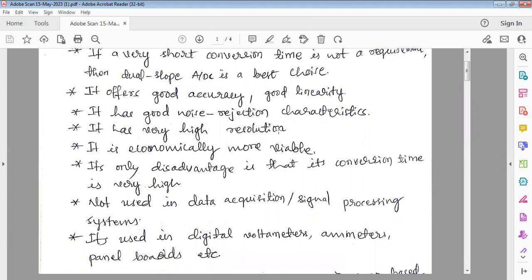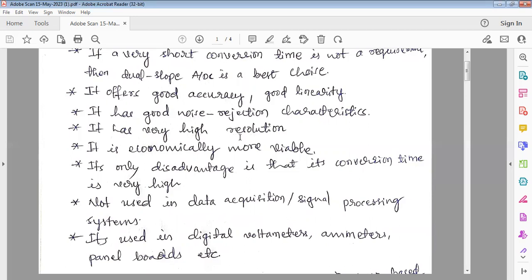Because of this parameter, the conversion time of this circuit is a little bit longer, because these two parameters have an inverse relation. If you are decreasing the conversion time, then the resolution will be low, and if you are trying to decrease the resolution, you can have a very low conversion time. So in this way, the conversion time and the resolution have an inverse type of relation.